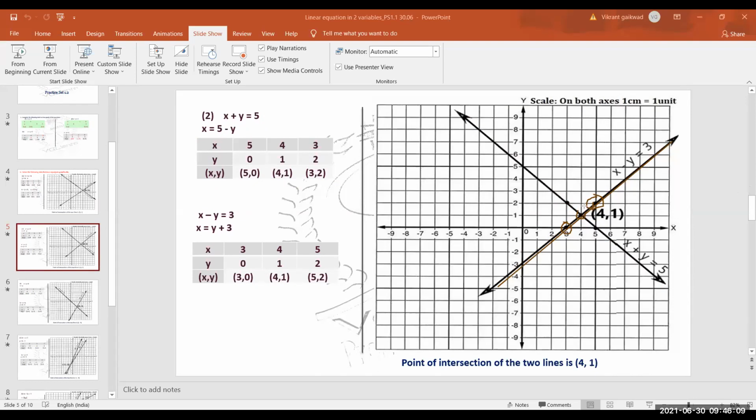Now these two lines intersect at this point, 4, 1. This is your solution. Is this clear? So you have studied 3 sums. Understood? You have to solve these sums. You have to practice these sums at home.